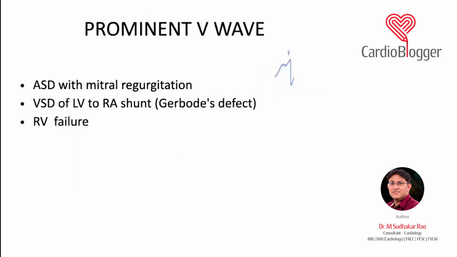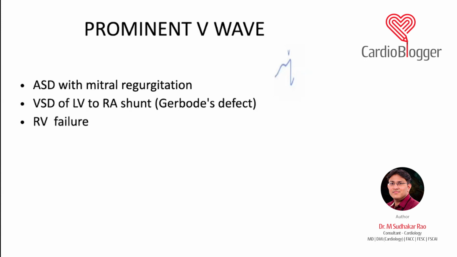Apart from tricuspid regurgitation, there are two other important causes of a prominent V wave, maybe for a gold medal, is ASD with MR. If an MR patient has an ASD, you know that the left-sided pressure is increased, so V waves are prominent on the left side. Via the ASD, it is reflected into the JVP. That is why you get a prominent V wave in ASD with MR.